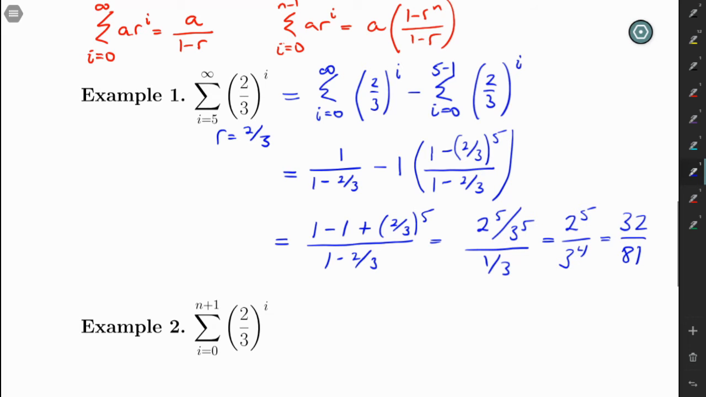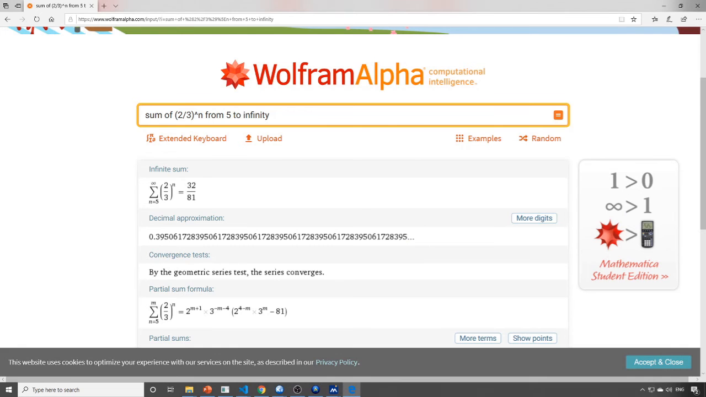And then you can run this in Wolfram Alpha. Like you can tell Wolfram Alpha, tell me the sum of the series 2/3 to the power of n from 5 to infinity, and it is going to tell you that it's 32 over 81, which is what we got.